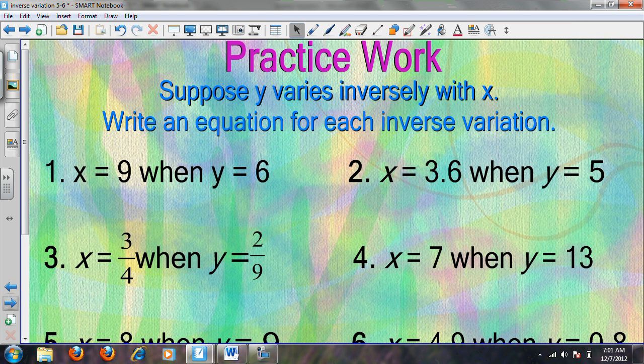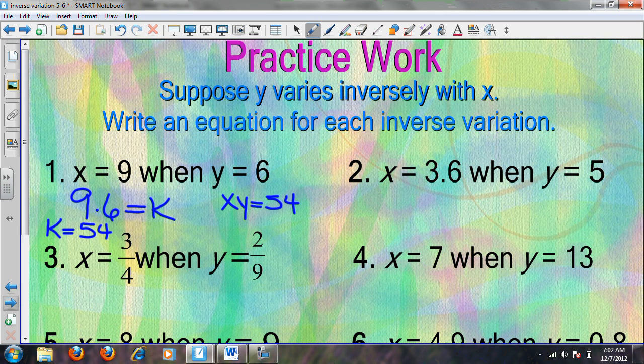Practice a few more. Let's do 1, 2, and 3. You take a minute to do 1, 2, and 3. As you pause the video to finish, I'm going to go ahead and get started. Charlie's going to help me with number 1. 9 times 6 equals k. k will equal 54. Excellent. My equation is xy equals 54. Superb.